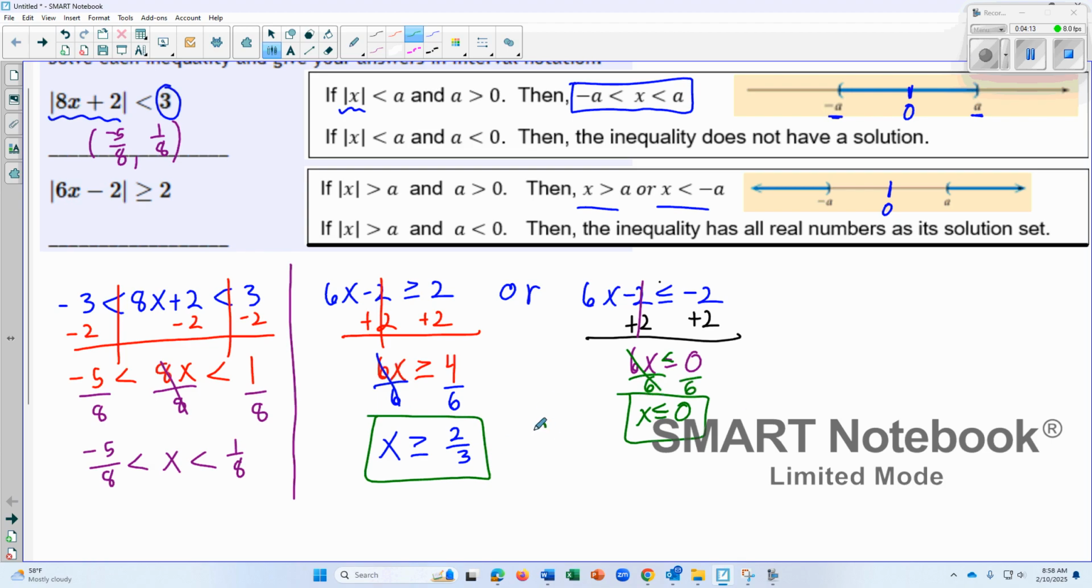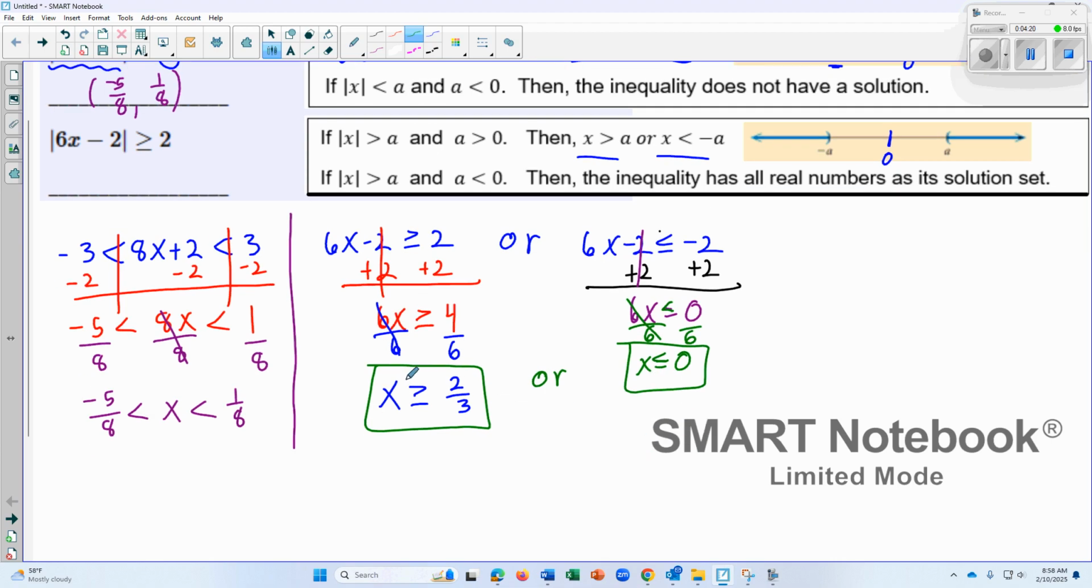Especially when you have the 2 inequalities separate right here. So we have 2 possibilities. X can either be greater than or equal to 2/3, or it's going to have to be less than or equal to 0. And so you don't have to do a number line. They're not asking you to, but sometimes that can be helpful in visualizing what's going on.